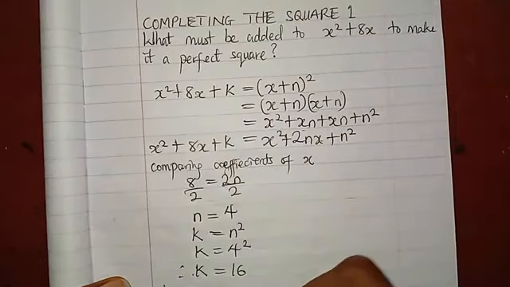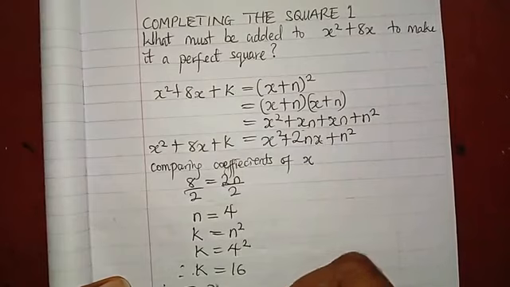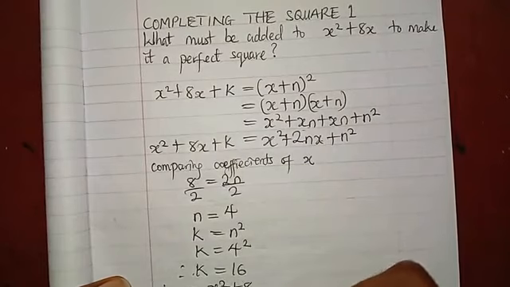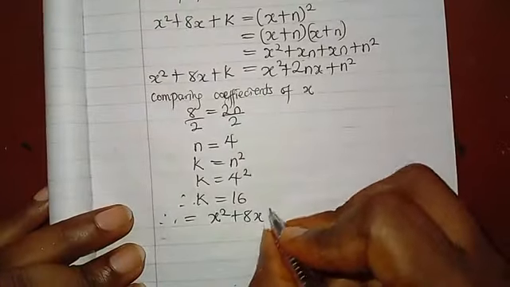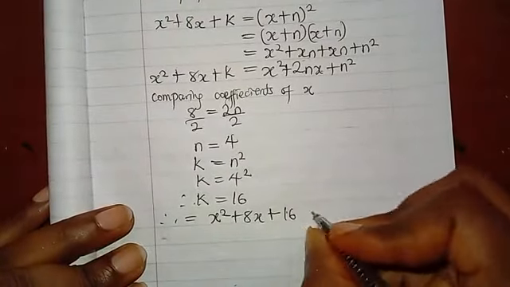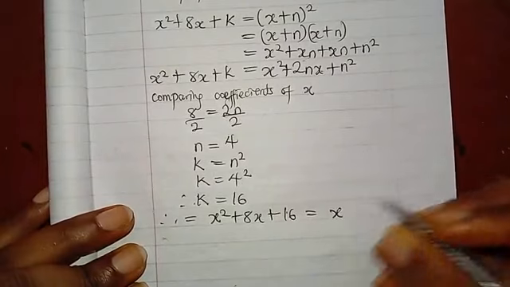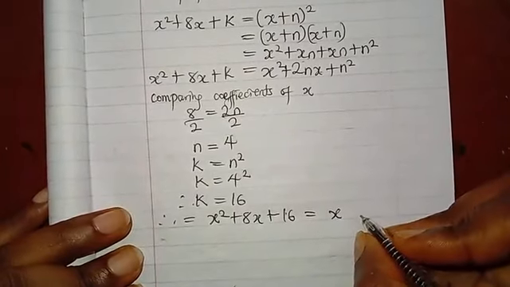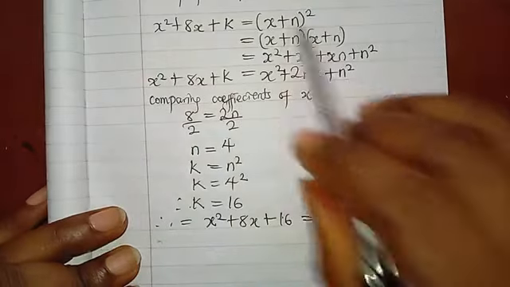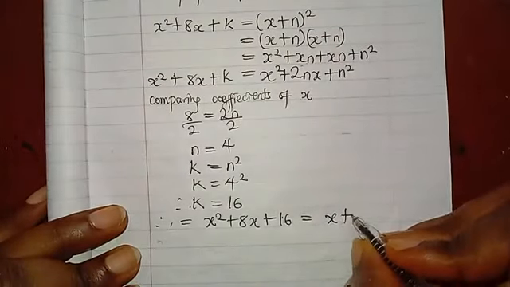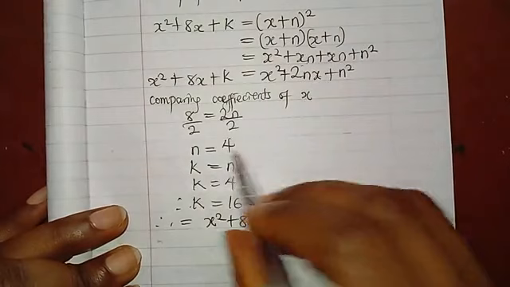So our final answer is that x squared plus 8x plus 16 is going to give us a perfect square that looks like this part, which is x plus n, and our n is 4, right?